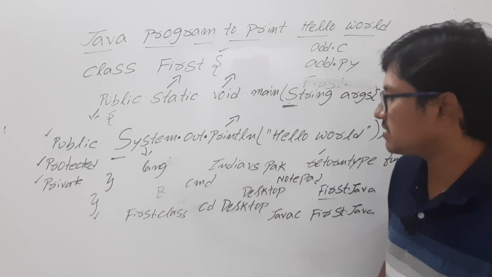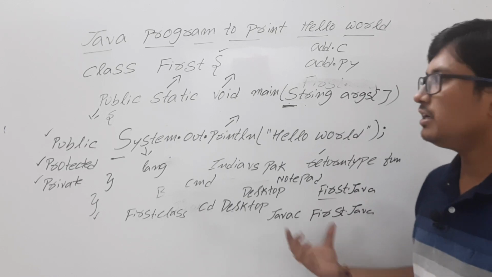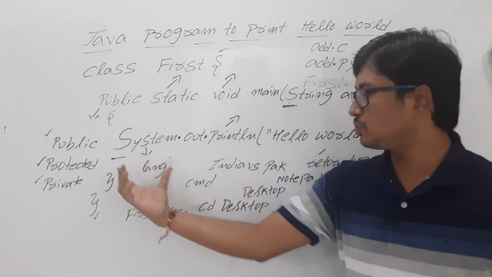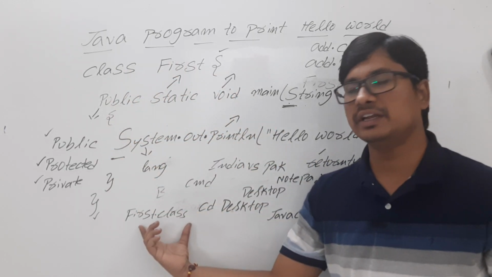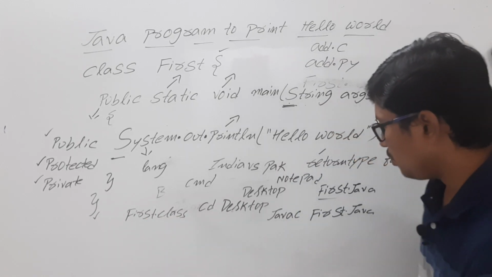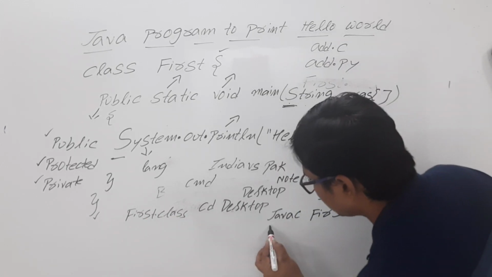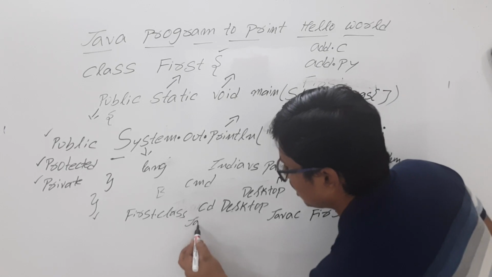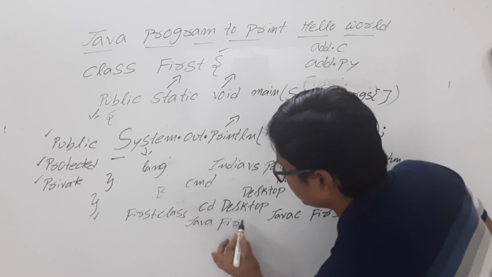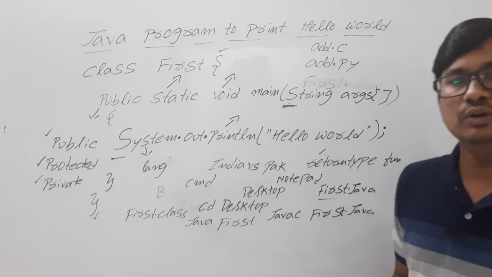Is it clear? Let me discuss again. Once you type this command, if there are no errors in this program, then it will successfully create a class file. After creating the class file, you can type this command, java First. Then you can see the output as Hello World.